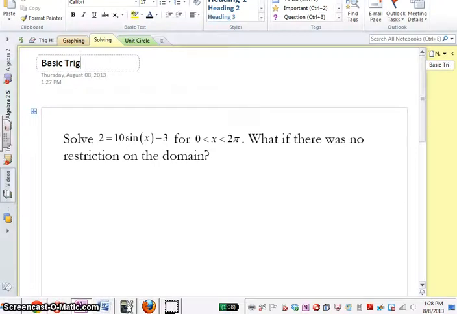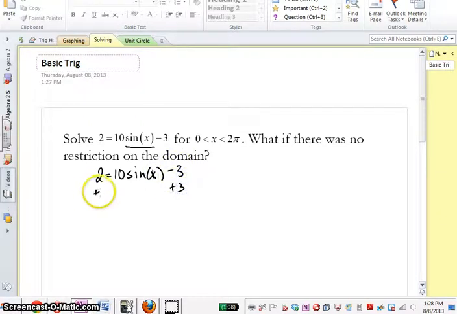To solve this equation algebraically, what we're looking to do is unwrap the equation so that we have x alone on one side. In order to do this, we need to first isolate sine of x on one side of the equation. So, we take 2 equals 10 sine of x minus 3, add 3 to both sides, you get 5 equals 10 sine of x. You divide both sides by 10, and you get 1/2 equals sine of x.